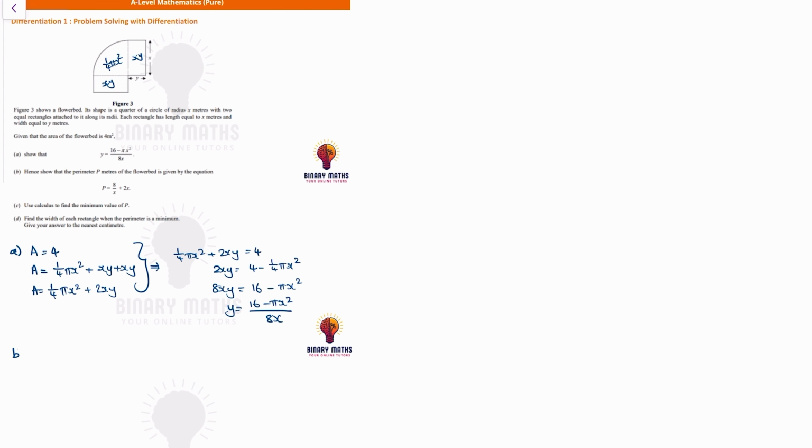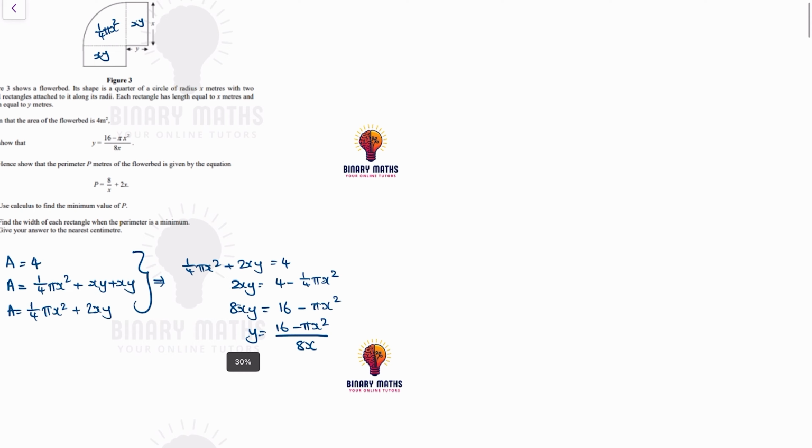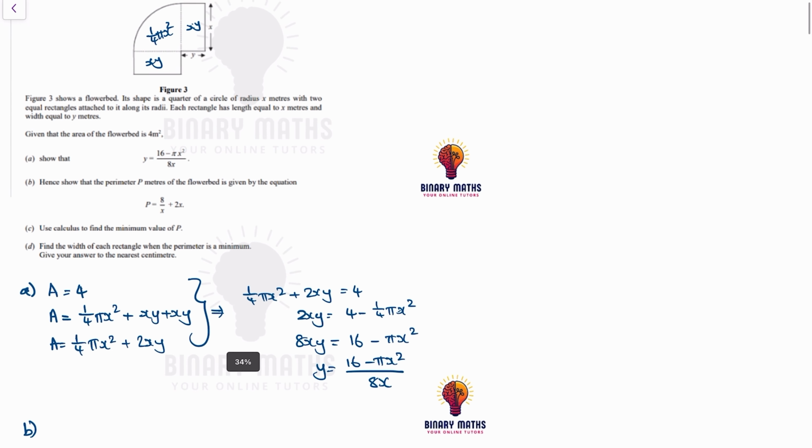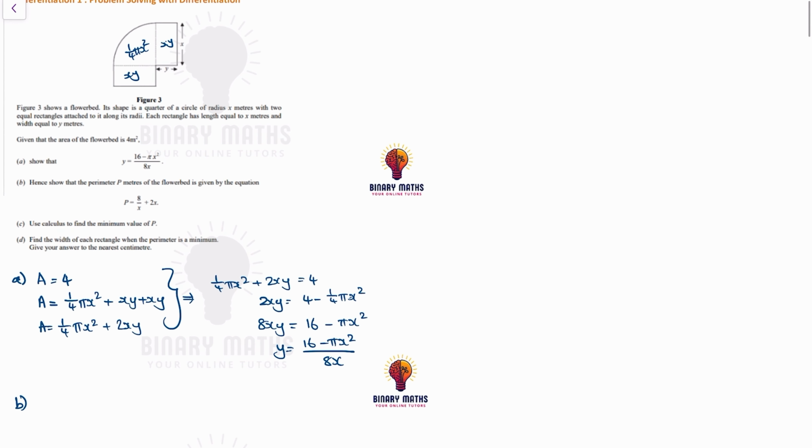Okay, part B now. Hence show that the perimeter is given by this formula. Okay, so perimeter is x plus y plus y. This is going to be a quarter of 2 pi r, which is a half pi x. This is y. This is x. And this is y.